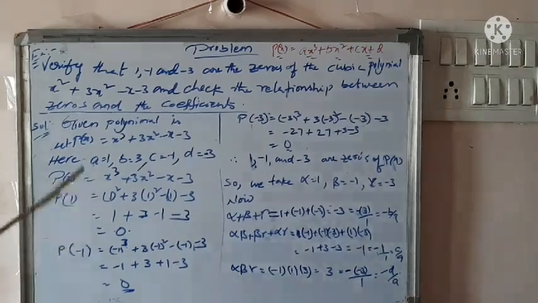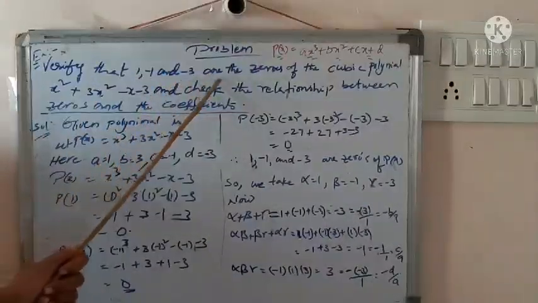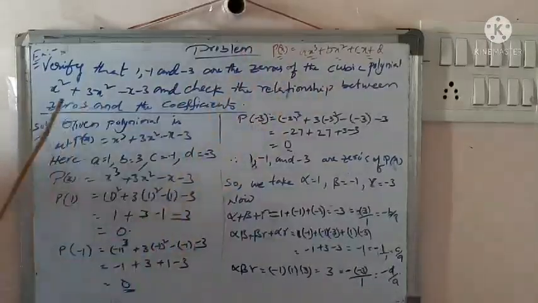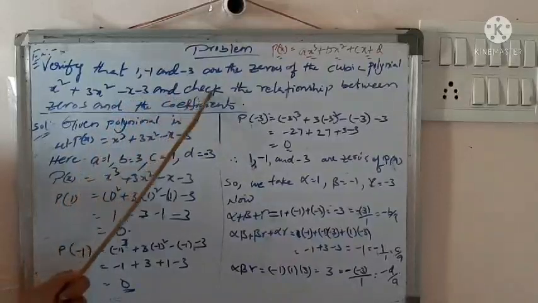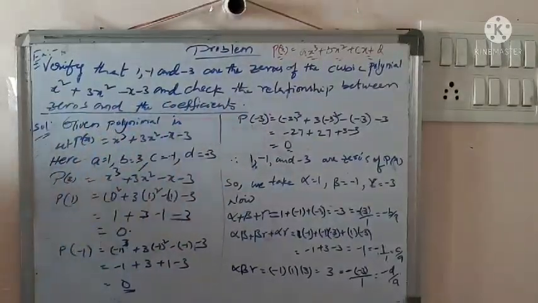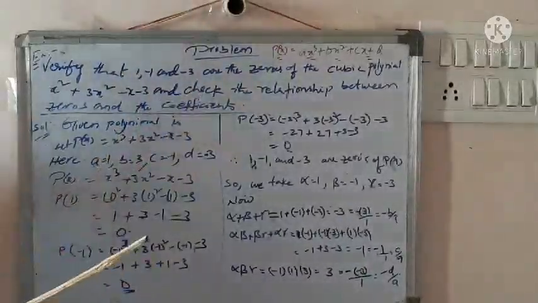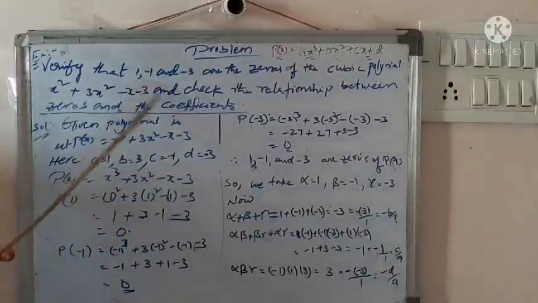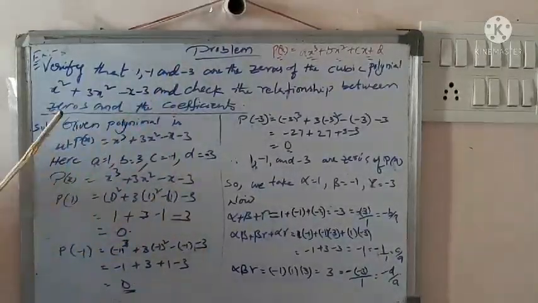And now the next example is: verify that 1, minus 1 and minus 3 are the zeros of the cubic polynomial x cube plus 3x square minus x minus 3, and check the relation between zeros and the coefficients. This type of problem is very important, so all students should practice this type of problem.